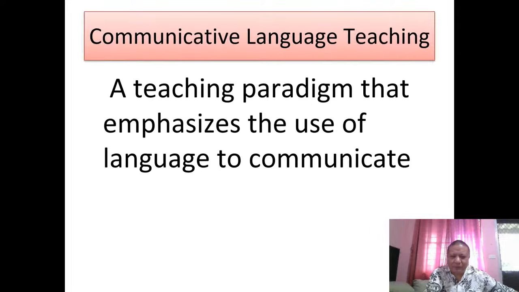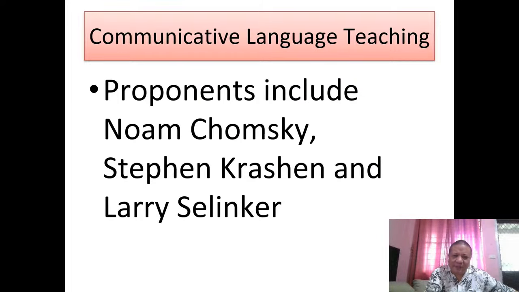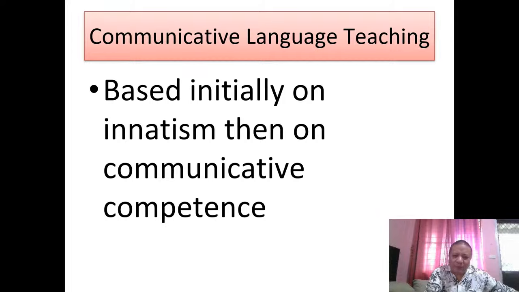Communicative language teaching. It's a teaching paradigm that emphasizes the use of language to communicate. So language is used for communication, for actual communication. And proponents of these include Noam Chomsky, Stephen Krashen, and Larry Selinker. Communicative language teaching was based initially on innativism, then on communicative competence. What's that? Communicative competence.